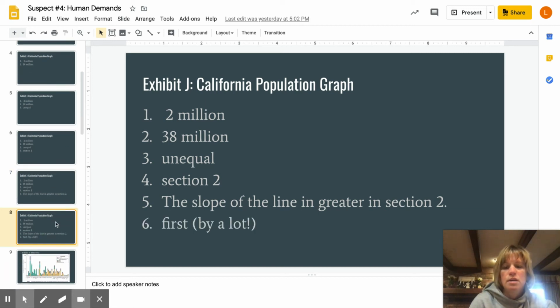Now, when you clicked on that link, did you notice that California's population is first by a lot? I believe it's Texas that is in second place, but it's not even close. So here's what we've established with Exhibit J: California has more people than any state in the US, and recently it's seen a very high growth rate.